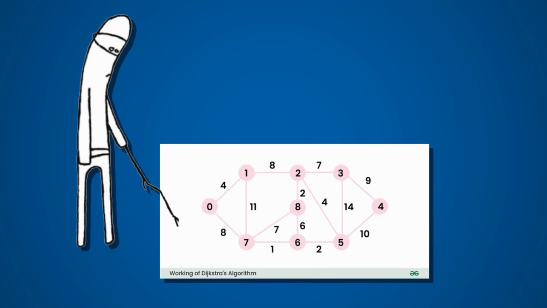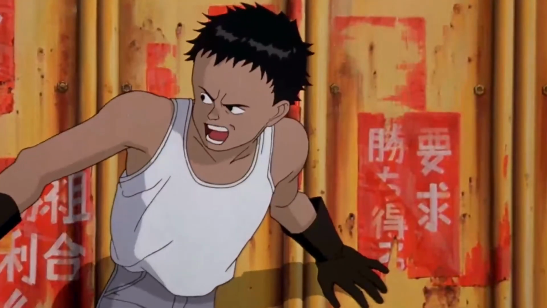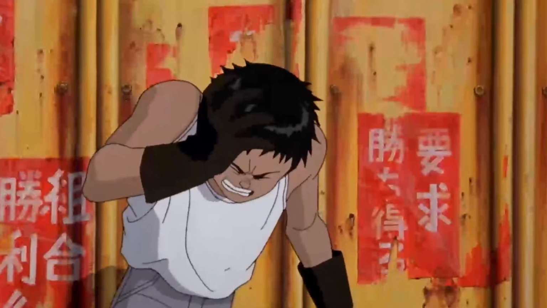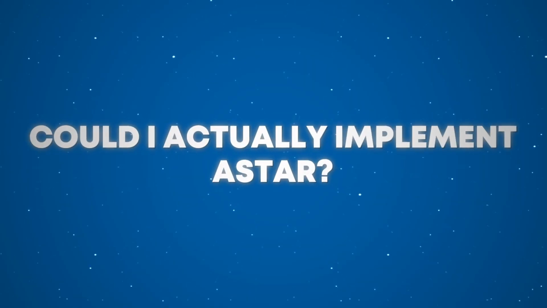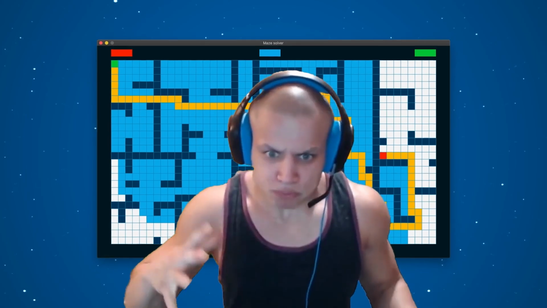But I couldn't shake this nagging curiosity. Asking questions like, could I actually implement A star? And if I can, how fast is it? How can I say I don't want to implement this and it is not necessary if I've never done it before? I had to know.